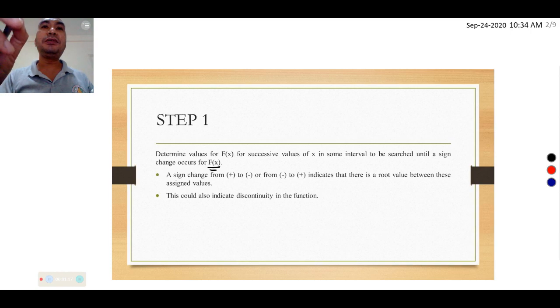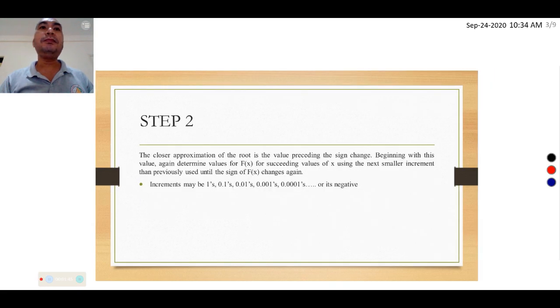So for example, in the first substitution of the value of x, the answer is positive, and in the second substitution of the value of x, there will be a change from positive to negative. That means there is a root between these values, or it may also mean there could also be a discontinuity in the function. The closer approximation of the root is the value preceding the sign change.